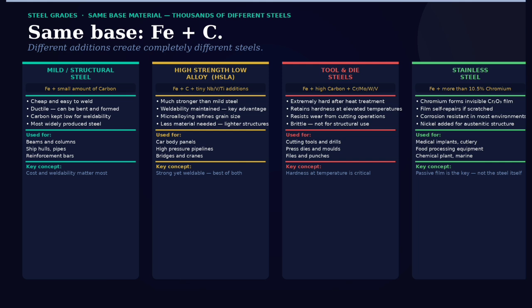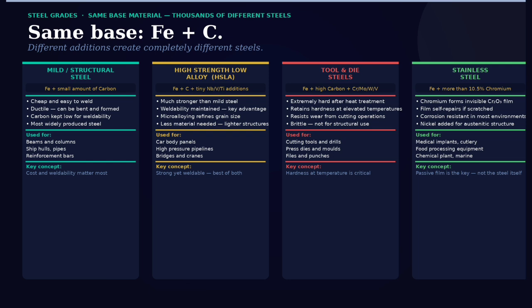Steel grades. Steel is iron with carbon, but there are thousands of different grades. Mild steel has a very low carbon content. It is cheap, weldable, and ductile. Used in structural beams, ship hulls, and pipelines, wherever cost matters most.